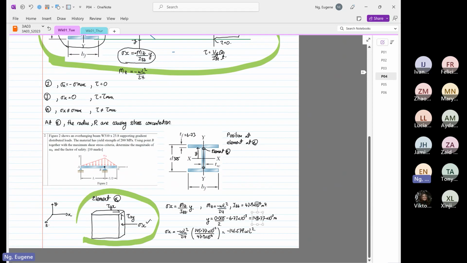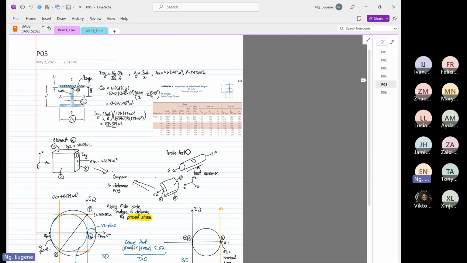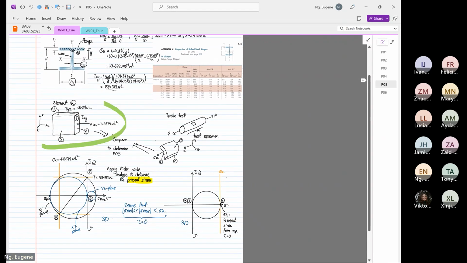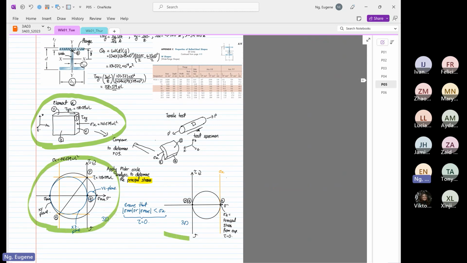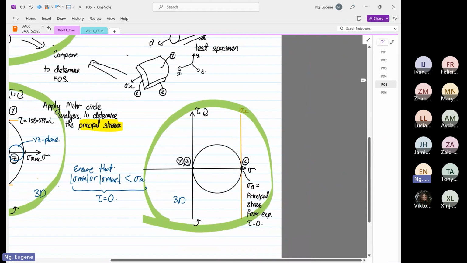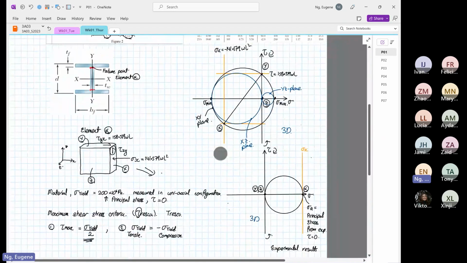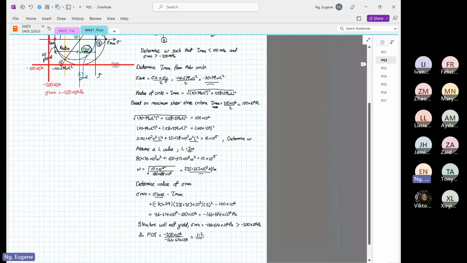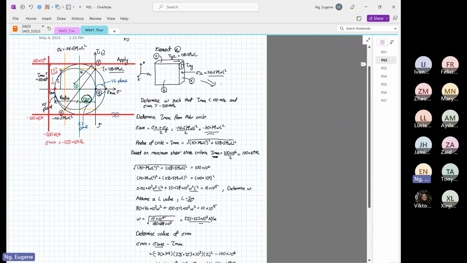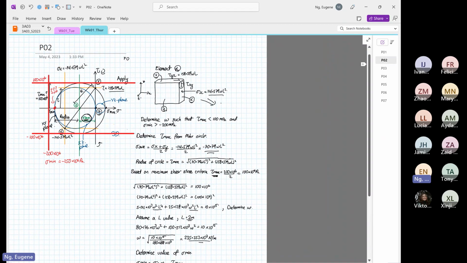We construct an element, determine our normal stress and shear stress values. Then from here, we calculate our values. We construct the 3D Mohr circle. We have to understand from experimental work what the 3D Mohr circle means. We realize in a uniaxial test, the 3D Mohr circle is just one circle. Then from there, we have to apply Mohr circle theory, apply our maximum shear stress criteria.